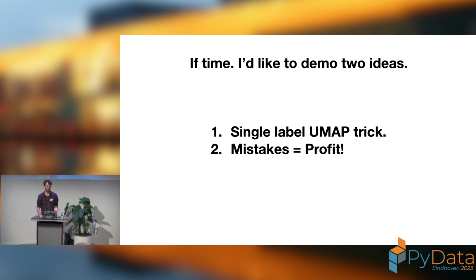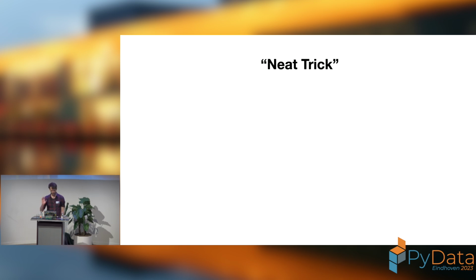So what I would like to do is just show you two tricks that, in my mind, fall into this active teaching category that are kind of out there, but are also just super neat. The stuff that I found out while working at my company last year. One of them is a single label UMAP trick, and the other trick is that making mistakes can often lead to profit. So I'm going to be a bit hand-wavy here, but here's the neat trick.